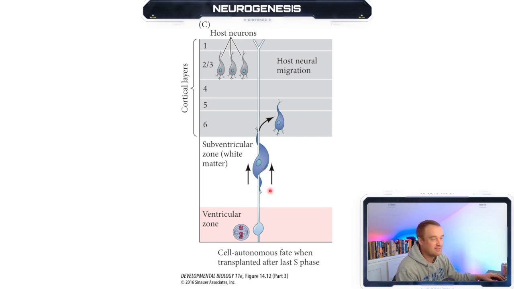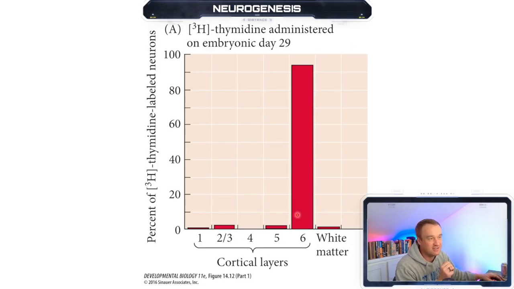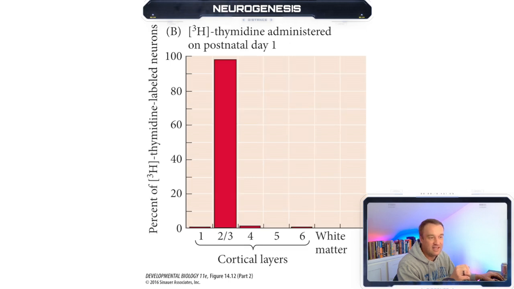So what they did is they grew these neuron cells in radio-labeled nucleotides. So they didn't do this in situ. They could do this in a petri dish. So they implanted cells, neurons that were grown with this radio-labeled media, tritium-labeled media, into layer 6, and then found that after birth they were in layer 2.